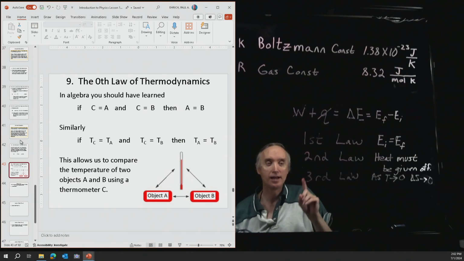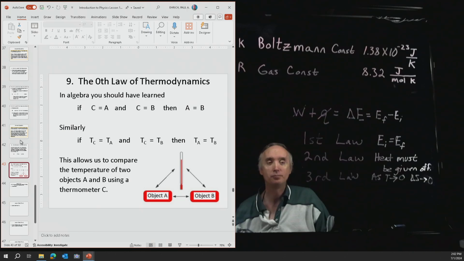Okay, last segment here. So we're going to talk about the zeroth law of thermodynamics. And so this is kind of related to algebra. This is a postulate that you should remember from algebra, that if length C is equal to length A and length C is equal to length B, then length A has to equal length B.